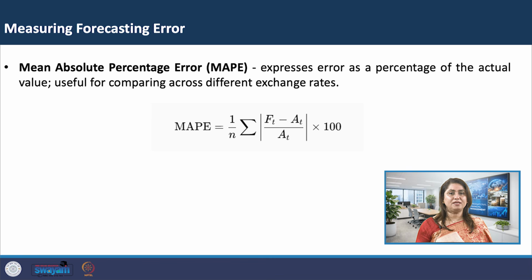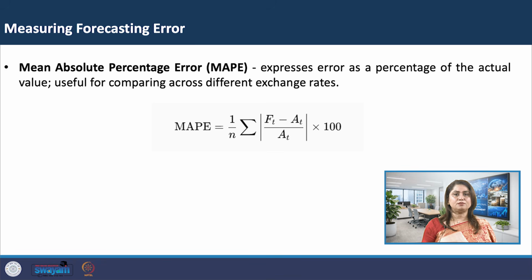The third is the mean absolute percentage error or MAPE, which expresses the error as a percentage of the actual value rather than in absolute terms. This is particularly useful when you want to compare forecasting accuracy across different currency pairs or different time periods where the absolute level of the exchange rate varies significantly.